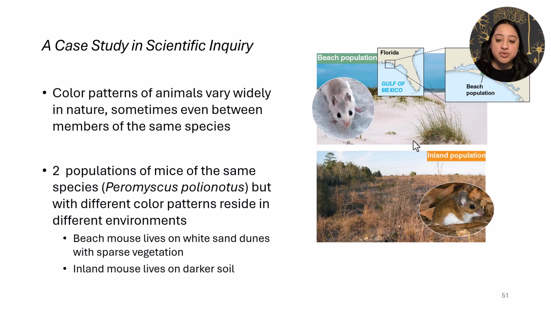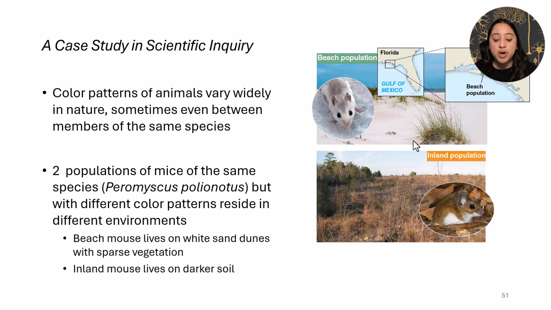And so here's an example of a real life study done. This is what we call a case study, when you focus on one real life example. So this is a case study on scientific inquiry. What this group did is notice that mice will be different colors, even if they're the same species. And they tend to be similar to the environments that they live in. So color patterns of animals can vary widely in nature and even between members of the same species.